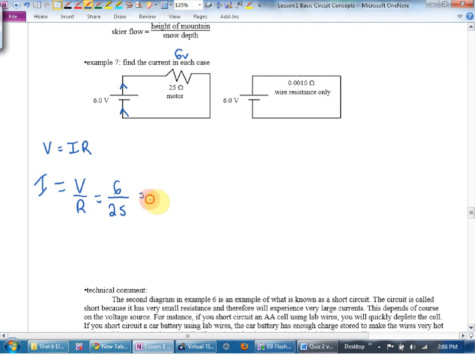Compare that with this very dangerous short circuit. So here, the current is the voltage divided by the resistance. We still want to lose 6 volts, but because there's not a true resistor, it's only the resistance of the wire, and the wires have a resistance of 0.001. How much current will flow through this? Is it 6,000?